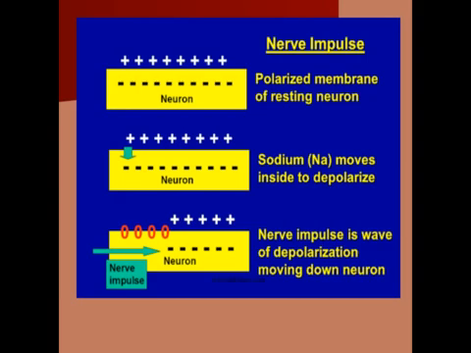Similarly, in case of nervous system, there must be presence of action potential to transfer nerve impulses from one cell to another, and finally it goes to the brain.